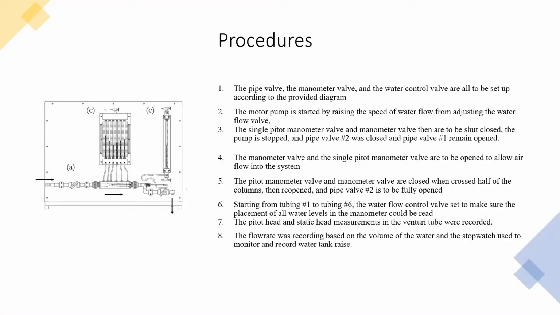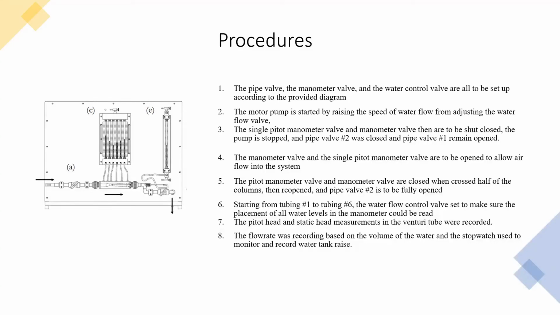Next is the procedure to set up the experiment. First, the pipe valve, the manometer valve, and the water flow controller are all to be set up properly according to the provided diagram, and each component is checked to be completely open while valve 2 is half open. The water pump is started by raising the speed of water flow by adjusting the water flow valve, and the overflowing of water in the manometer valve and pitot manometer valve will remove any air bubbles from both manometers.